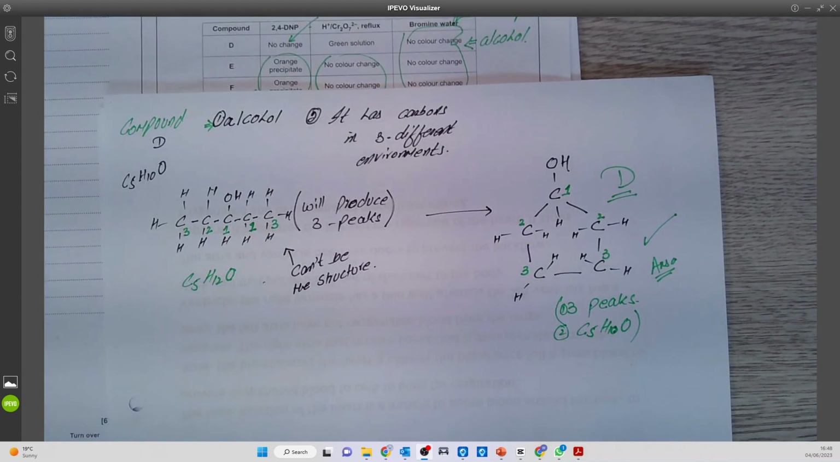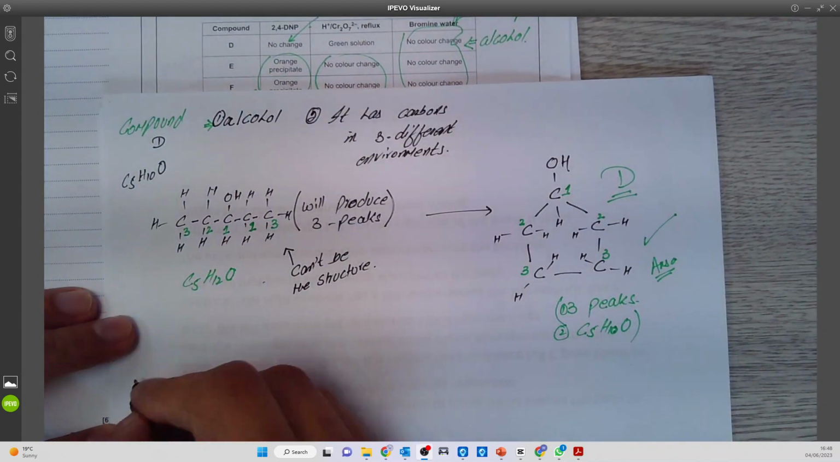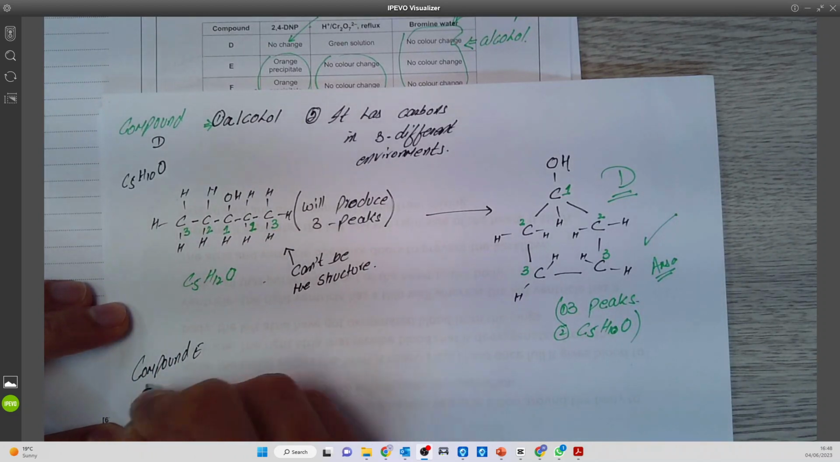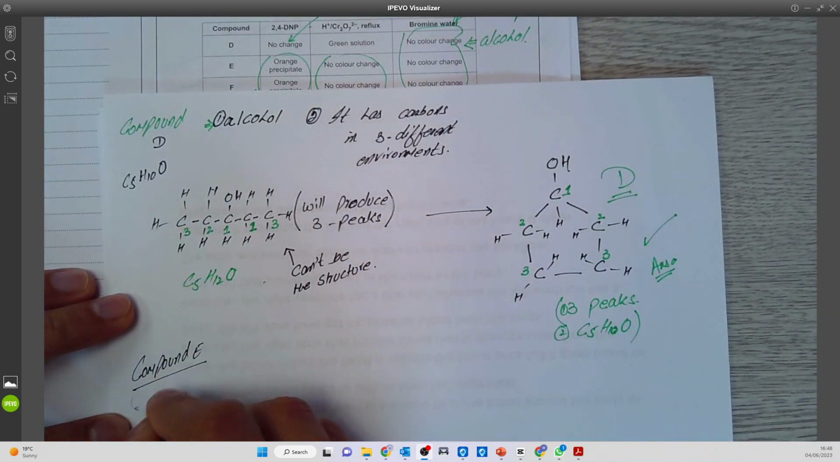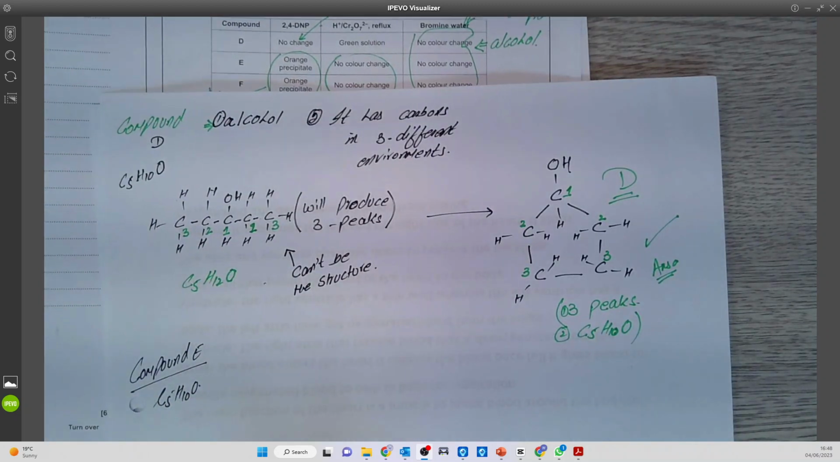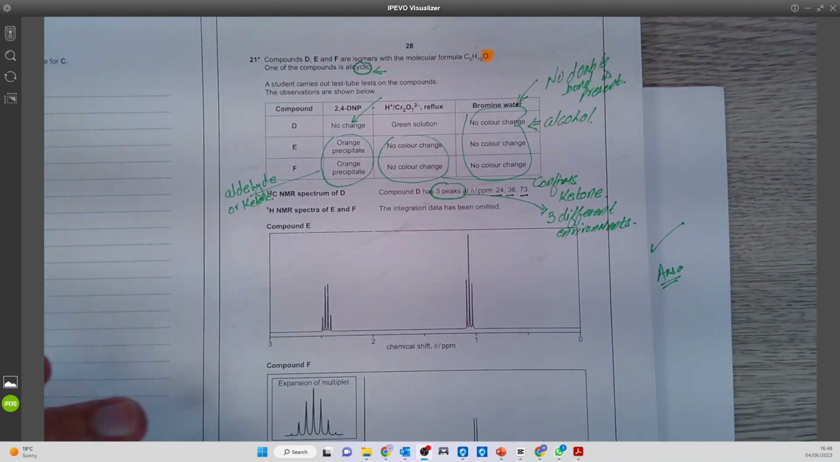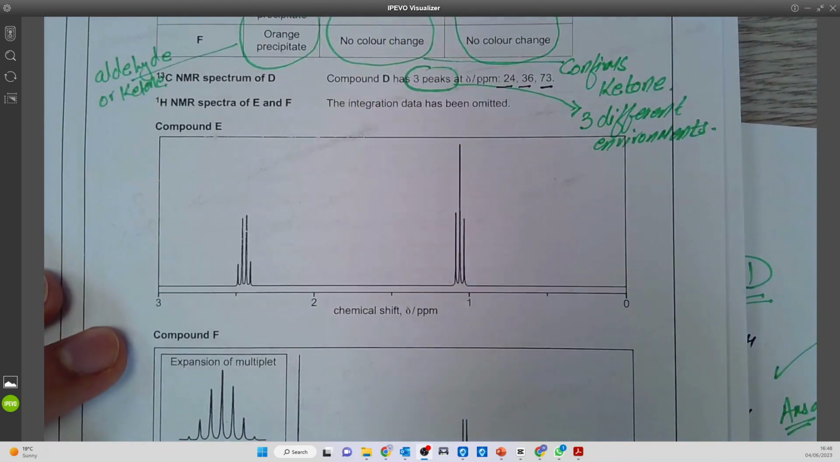Now let's move on to compound E. Again, compound E has the same molecular formula, C5H10O. Let's see what data is given to us for it. Uzair, first understand everything and I'll give you time to copy later.